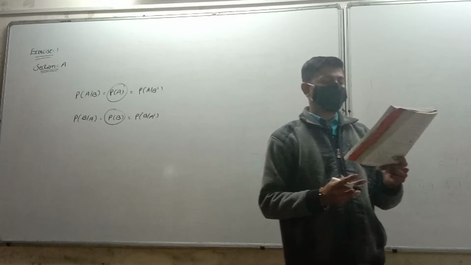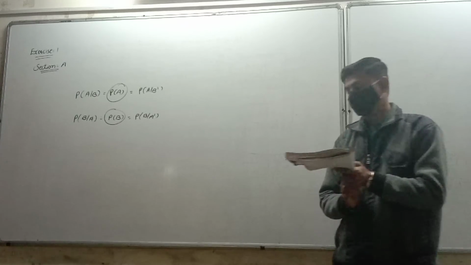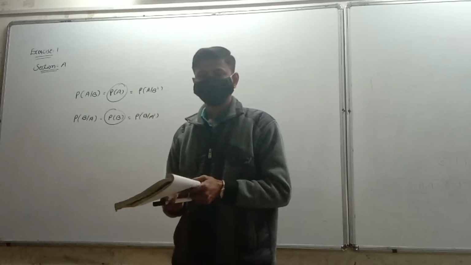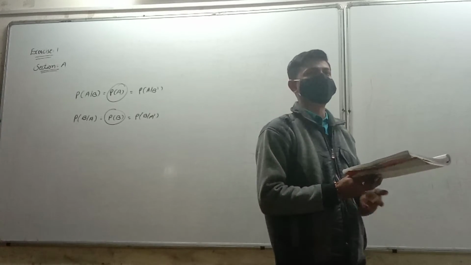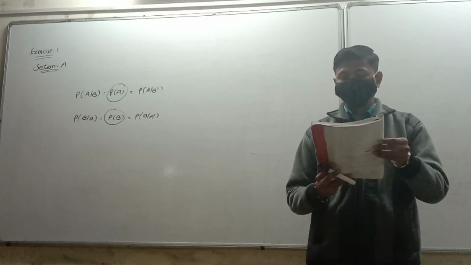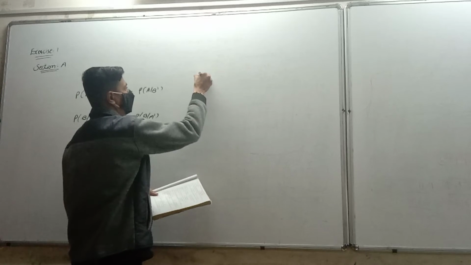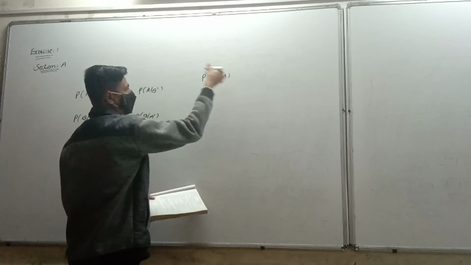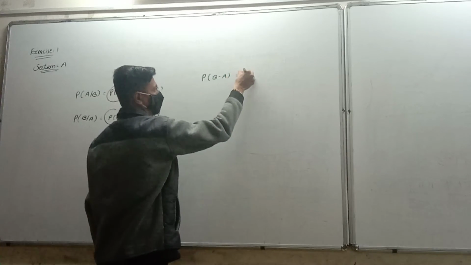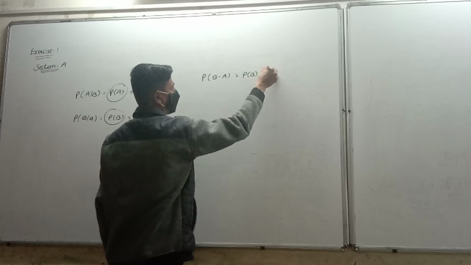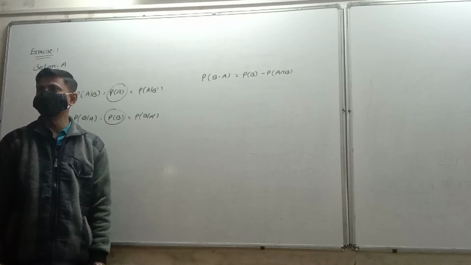Two events A and B of a sample space are mutually exclusive. Mutually exclusive means A intersection B is phi, the null set. Which of the following will be equal to P of B different A? The formula for B different A is P of B minus P of A intersection B: event B happens, event A does not happen.